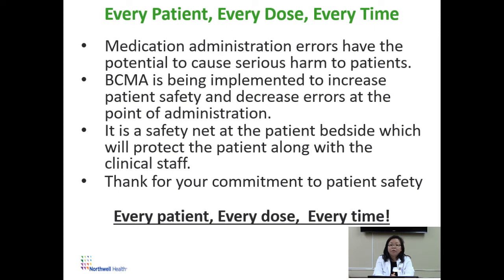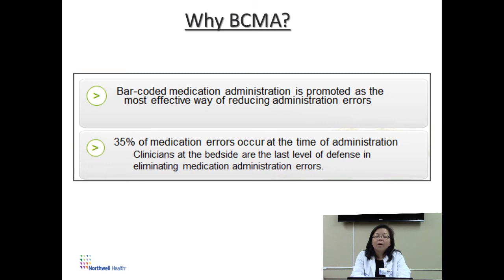BCMA is currently being used at our facilities to increase patient safety and decrease errors at the point of administration. It is a safety net at the patient's bedside which will protect the patient along with the clinical staff. Why BCMA? Barcode medication administration has been promoted to be the most effective way of reducing medication errors. 35% of medication errors occur at the time of administration. So clinicians at the bedside are the last level of defense in eliminating medication administration errors.